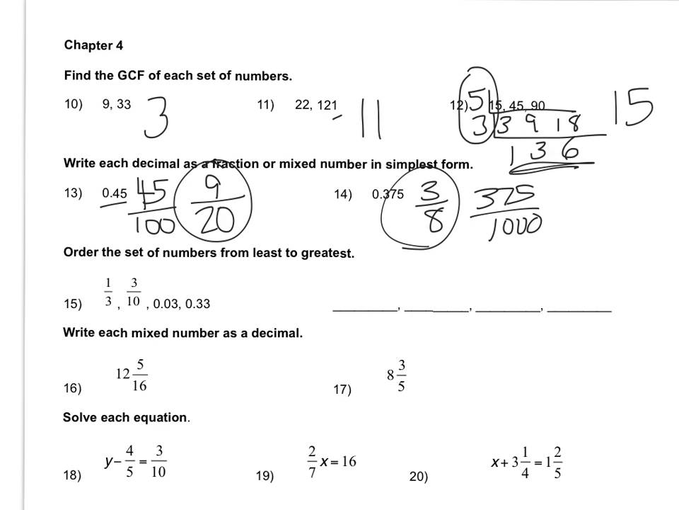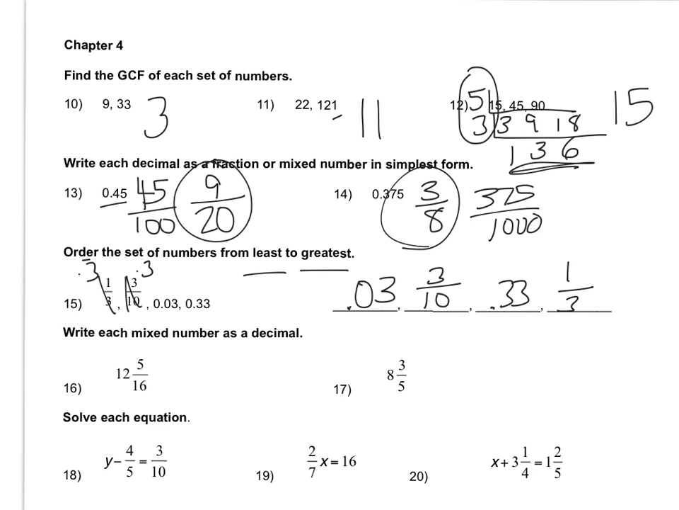For number 15, ordering from least to greatest, it helps if they're all in the same form. So for 3/10 we have 0.3, and for 1/3 we have 0.3 repeating. So the smallest is 3/100ths, and the next smallest is 3/10 or 0.3. The next smallest is 0.33, and sorry, not the next smallest, the next greatest. We're going from least to greatest, and the greatest of these is 1/3, which is 0.3 repeating.